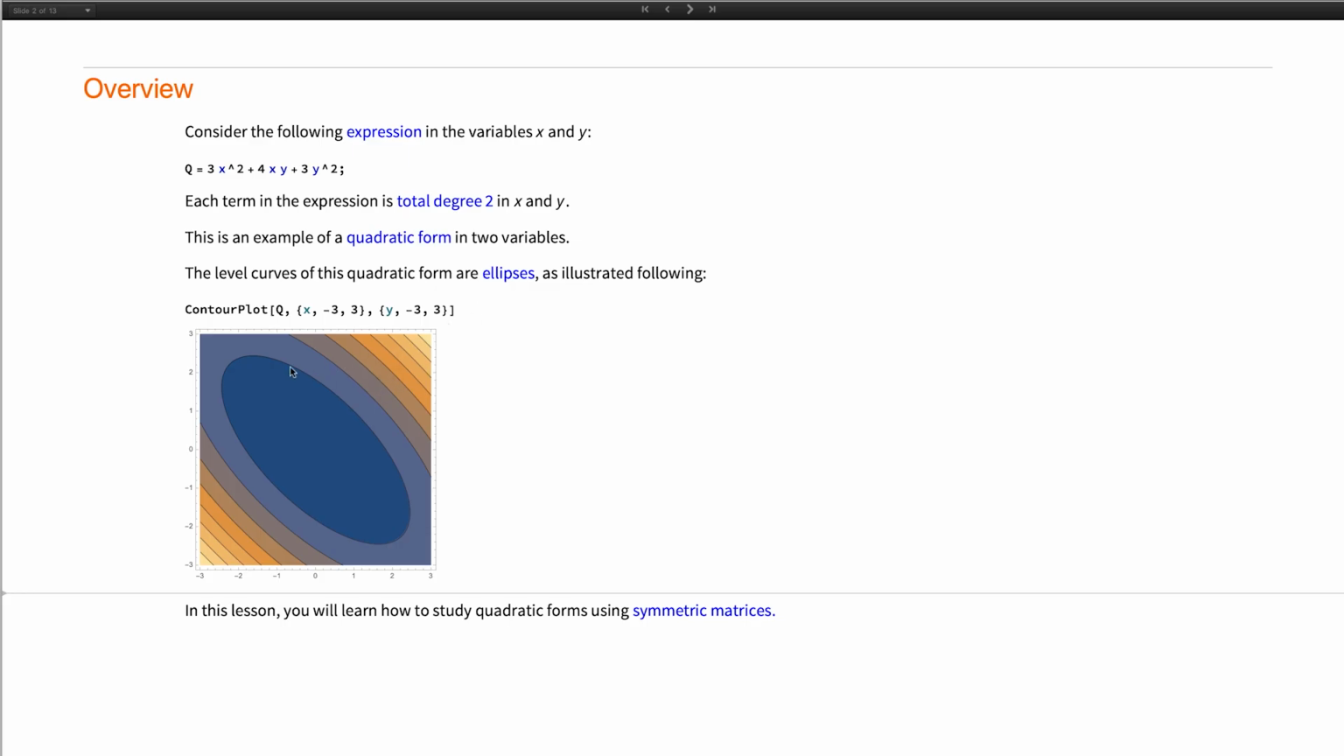So you see over here that you have these ellipses, and what we want to do in this lesson is to talk about these quadratic forms using symmetric matrices. So that's a very nice application of symmetric matrices.